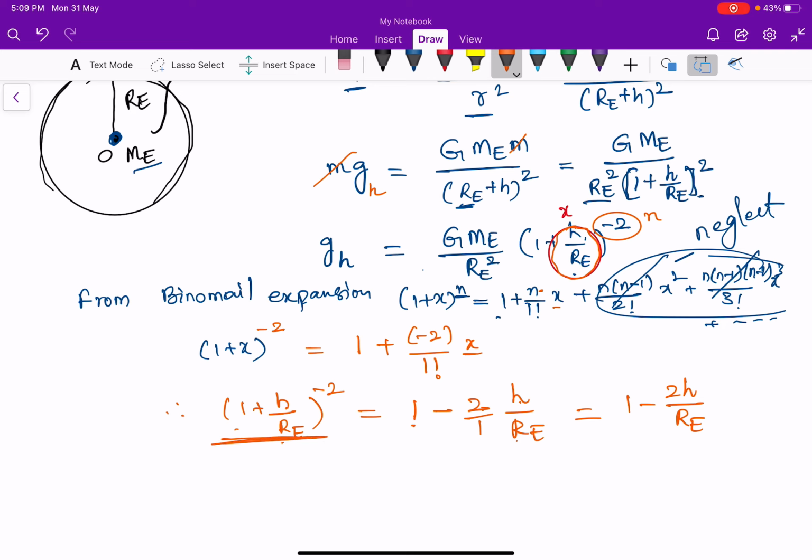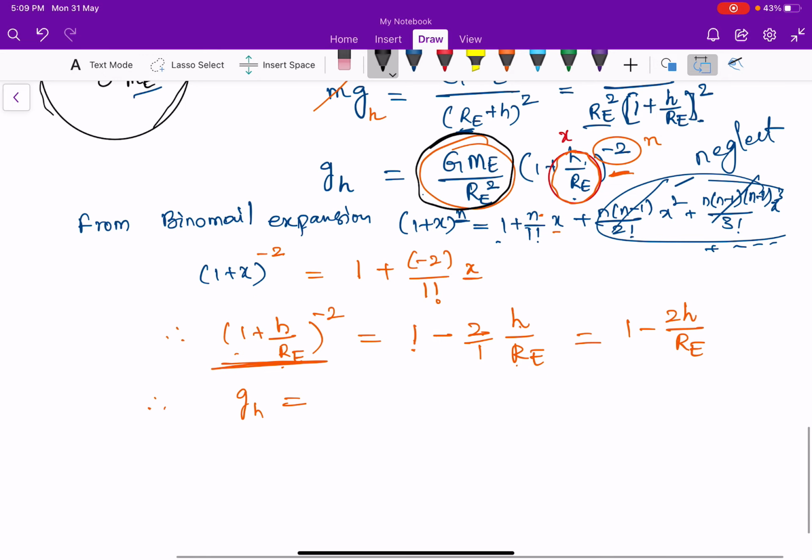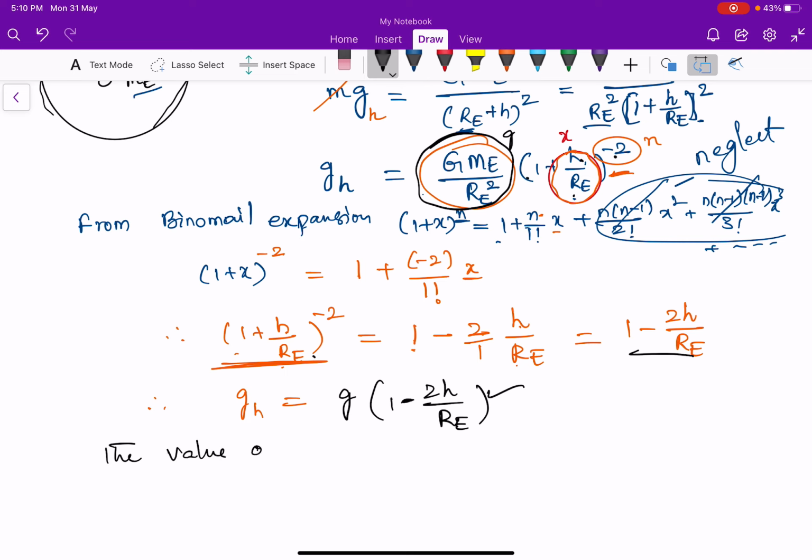So I am substituting this value back in the equation. Acceleration due to gravity at height h above the surface of Earth equals GM_E by R_e square, which is nothing but small g, g on the surface of Earth, into 1 minus 2h by R_e. From here we can conclude that the value of g decreases by the factor of 1 minus 2h by R_e.